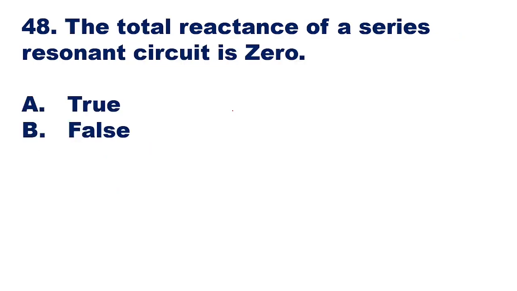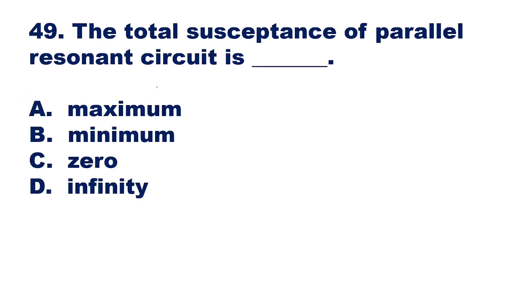The total reactance of a series resonance circuit is 0. Obviously, the total reactance, that is opposition to the flow of current due to capacitor and inductor, will be 0 because they will both be equal and opposite, so it will be 0. So here option A will be the right answer. It is true. So option A is the right answer. Then we'll go to the next question, question number 49.